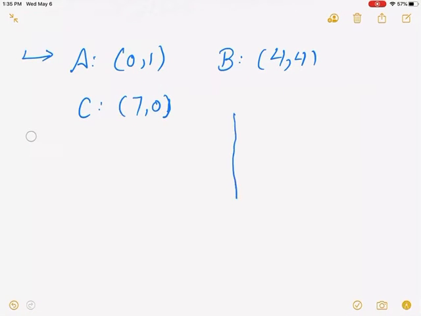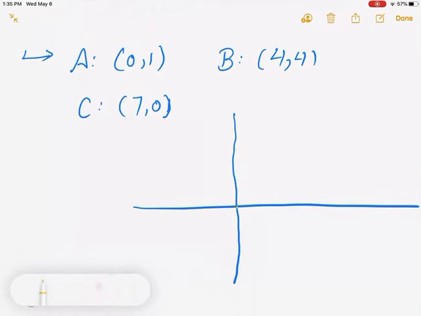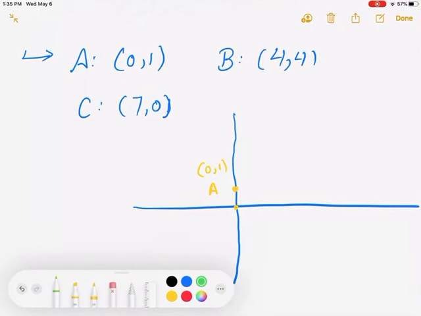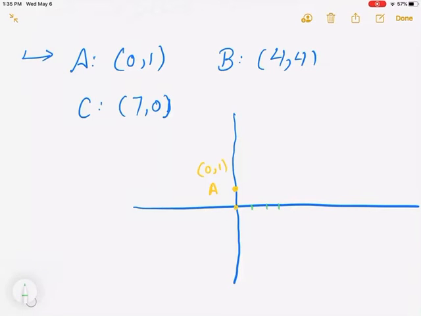First thing I need to plot all these points. The first one is at 0, 1. Let me pick a different color. So I have 0, 1 here. That's point A. Then I would label this as 0, 1. Then I have point B, so I pick a different color. That's at 4, 4. 1, 2, 3, 4. This is point B at 4, 4. Point C, the last one, is at 7, 0. So this is 5, 6, 7, and 0. So this is point C at 7, 0.